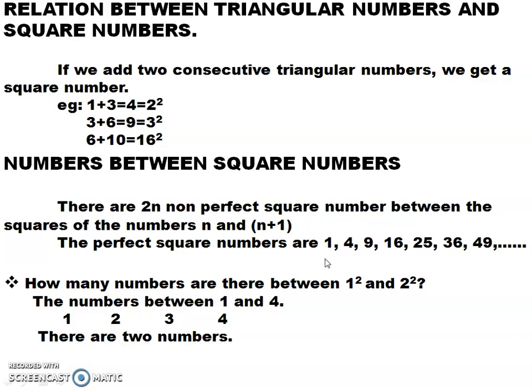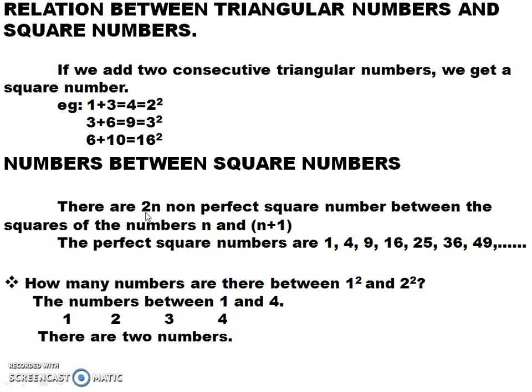2 into n. In this case, it is 2 into 1. So, 2 into 1 is 2. This is the answer. There are 2 numbers. So, how many numbers are there between 1 square and 2 square? You just multiply 2 with the smallest number. So that is the definition given here.